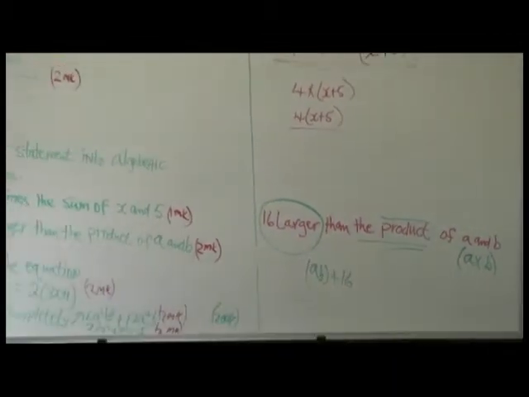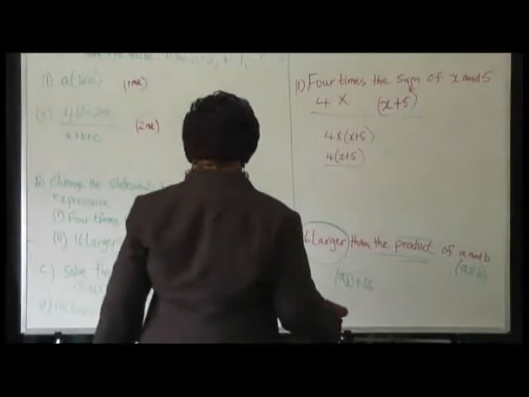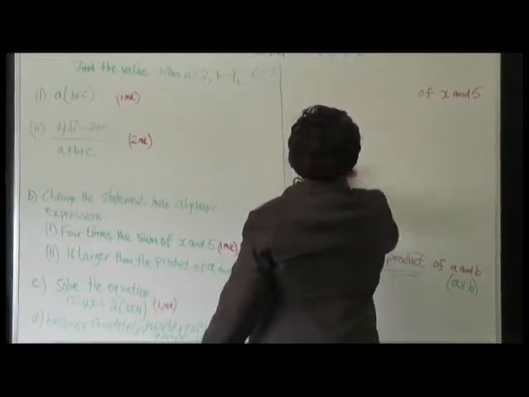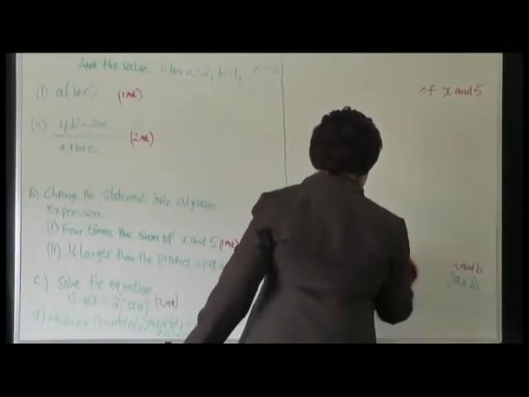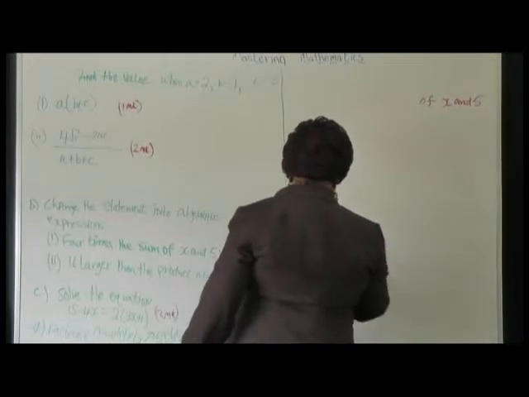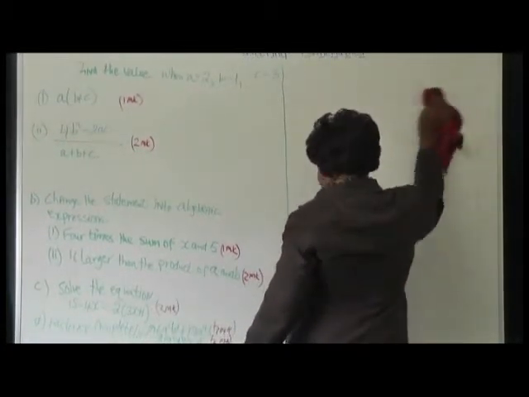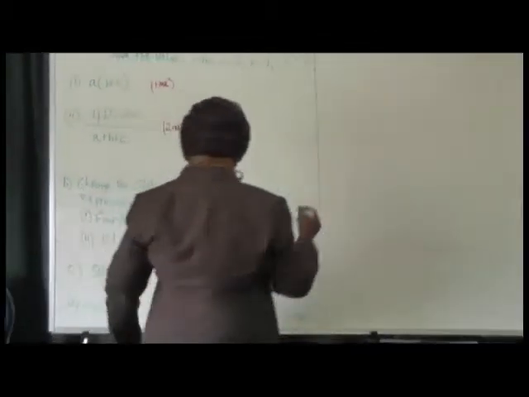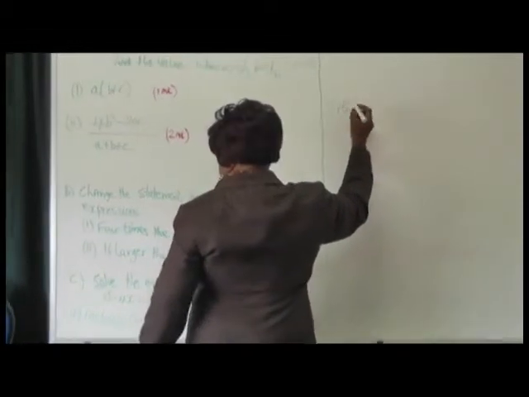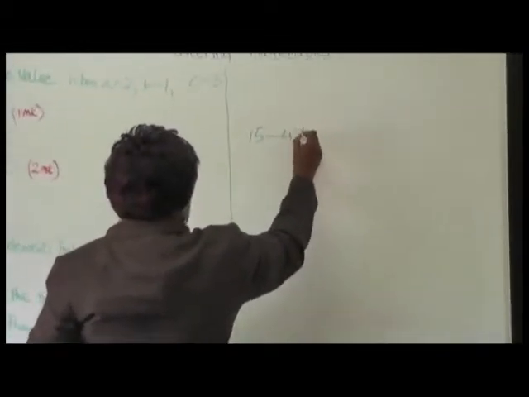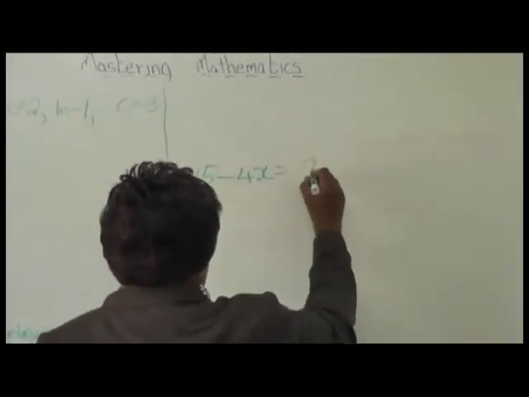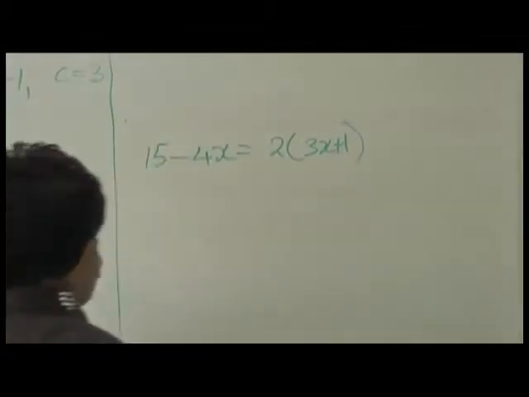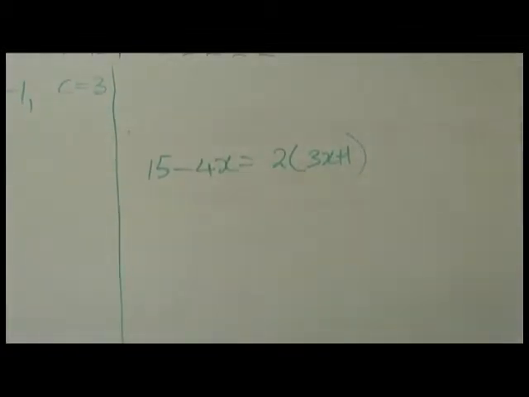Now, we're moving along, and this time we're being asked to solve the equation. Anytime we're asked to solve an equation, we know we're going to have a variable, and we want to find the value for it, okay? Number 6 is giving me a linear equation which says 15 minus 4x is equal to 2 open bracket 3x plus 1.